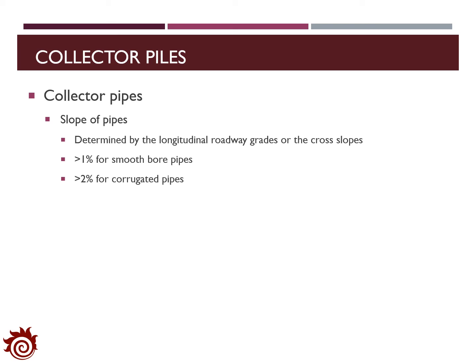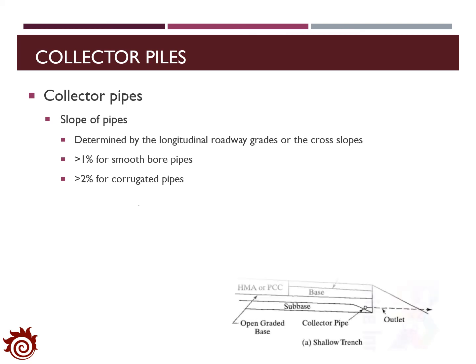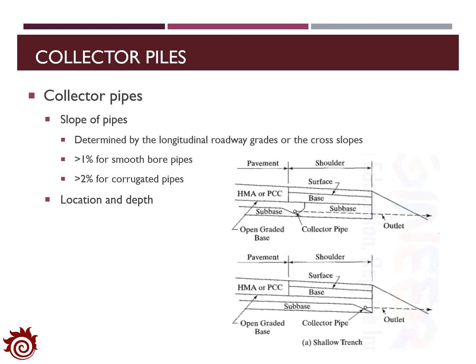In practical construction, there are some additional conditions. Usually for smooth bore pipes, the grade should be higher than 1%. For the corrugated pipe, the slope should be larger than 2%. In addition, we have some conditions for the location and depth for the collector pipes. If there isn't any significant frost penetration and no groundwater, then the longitudinal collector pipes can be placed in a shallow trench, which can be shown in the figure on the right.